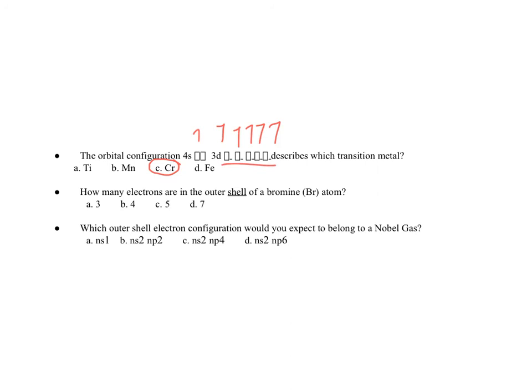How many electrons in the outer shell of bromine? Well, bromine is one of the halogens. The outer shell is 4s2, 4p, 1, 2, 3, 4, 5. Okay, so it's 4s2, 4p5. That means it's got 7 valence electrons, outer shell electrons. And then what would you expect the noble gas to look like? Well, s2p6, right? Completely filled.